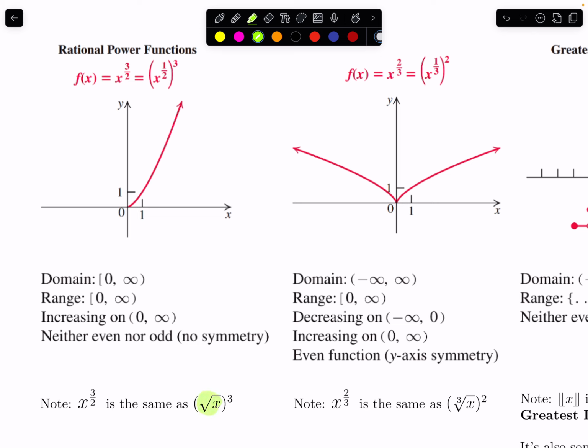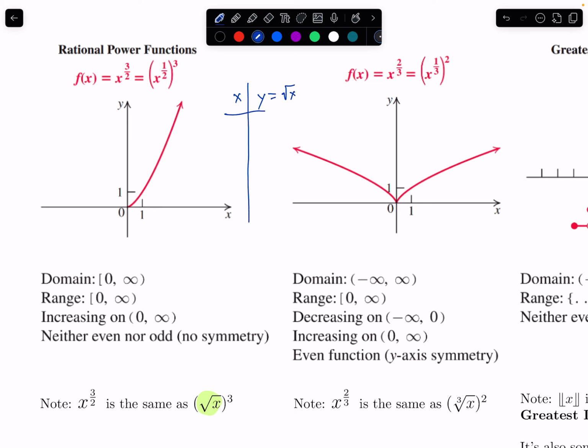So x to the 3 halves, that means it's a square root. See, the bottom number is the type of root it is, and the top number is the type of power it is. So this is really just the square root of x and then taken to the power of 3. So you do those two things. So now let's go on to make a little table like we do.